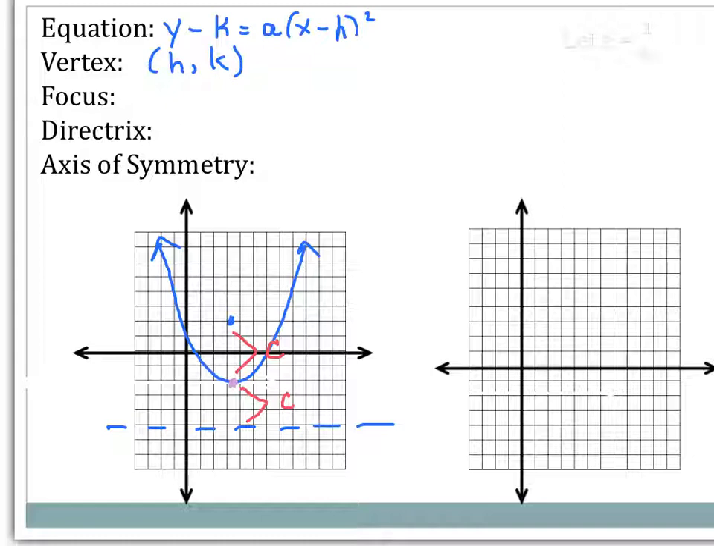Now C is found from your equation. And we're going to say that we are going to let C, the distance from the vertex to the directrix or the vertex to the focus, equal 1 over 4a. And that gives you the distance. Now, your focus, depending on how you're oriented, if you're moving from the vertex up to the focus, what you're changing is the y-coordinate by a value of C.